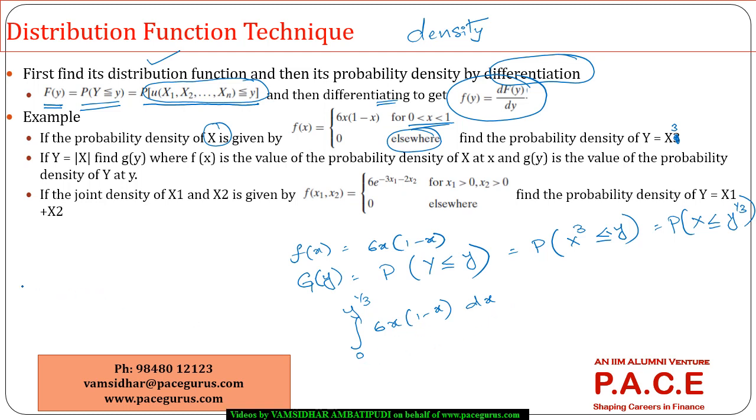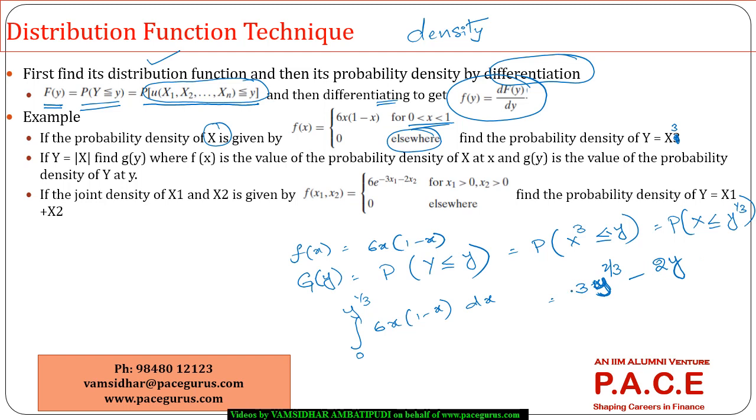So for 6x, the integration is 6 into x squared by 2, which is 3x squared. 3x squared is, so y to the power of 1 by 3, so y to the power of 2 by 3. So this becomes 3 into y to the power of 2 by 3 minus 6x squared. 6 into x cube by 3, which is 2x cube, so 2 into y, since y to the power of 1 by 3 cubed is y.